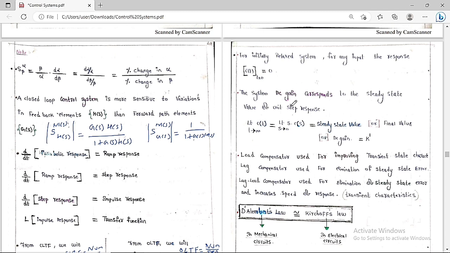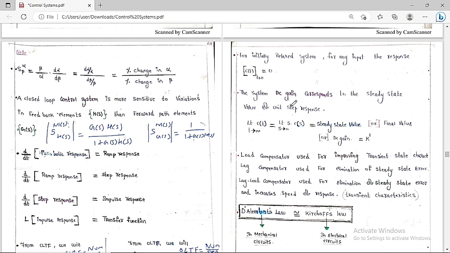So listen carefully. Suppose for a given system there is a transfer function. The transfer function will have some constant K. So K is called the DC gain. Now I want to know what is the steady state value of the unit step response. For the system, if we give the unit step, then we get the unit step response, and I want to figure out what the steady state value is.